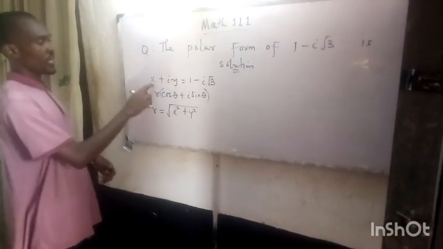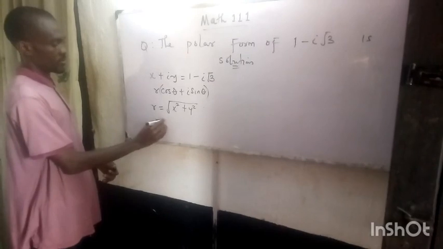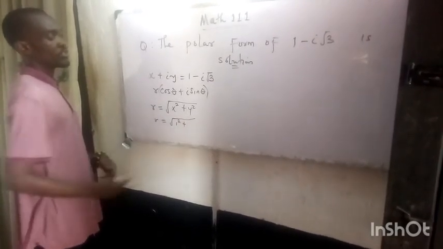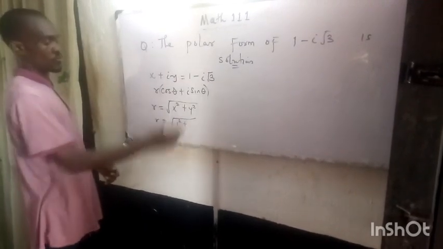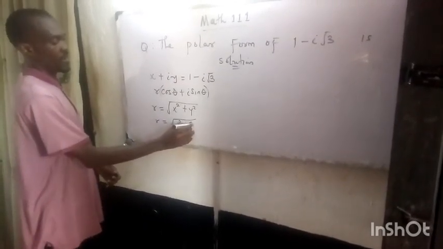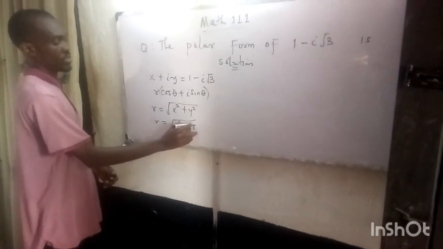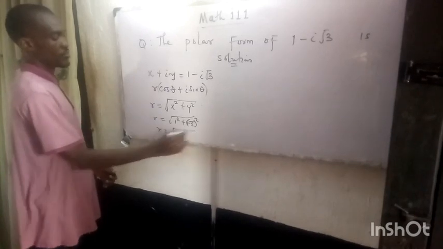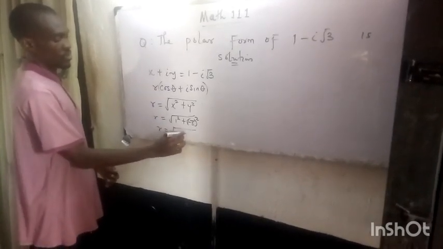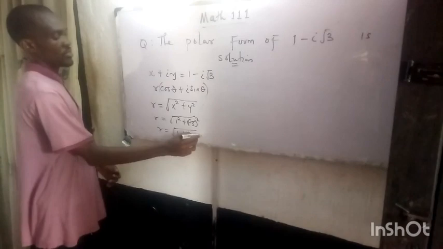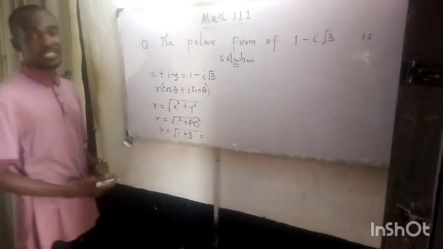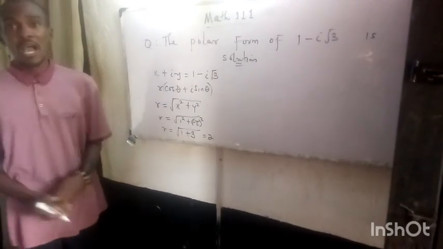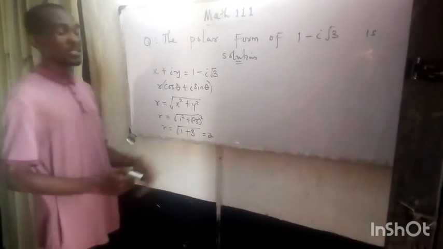So what is the value of the x? 1. And then what is the value of the y? Root 3. So we have minus root 3 squared. So this gives us r is the square root of 1 plus 3. So this gives us 1 plus 3 is 4. And the square root of 4 is 2. So our modulus is actually 2.